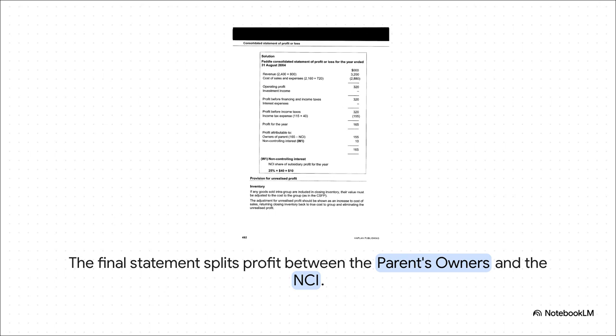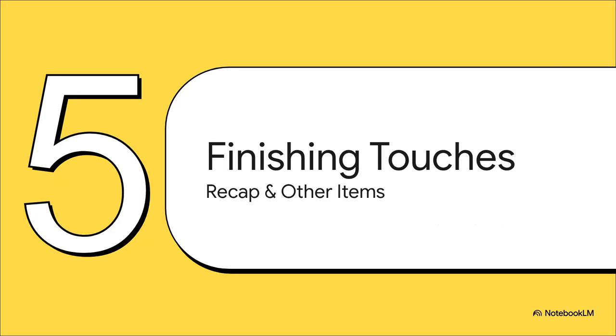And here it is. This is where it all comes together in the final report. You see, way down at the bottom, the total profit for the entire group is shown. But then it gets split. One chunk goes to the owners of the parent company, Paddle, and that other $10,000 is clearly set aside for the non-controlling interest. All right, we have covered the biggest pieces of this puzzle. Let's just quickly touch on a few other details before we wrap things up and recap the core ideas.